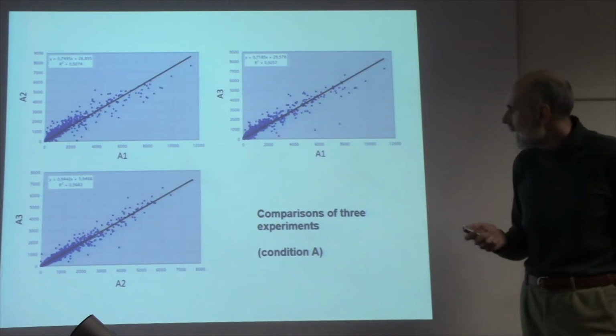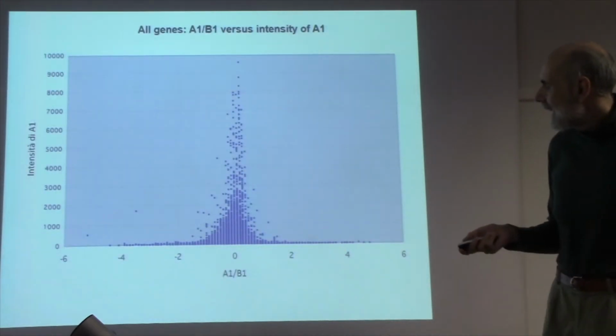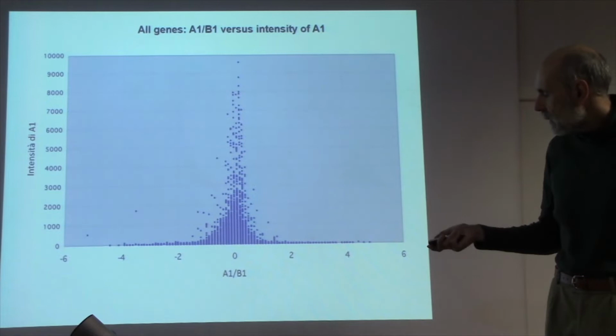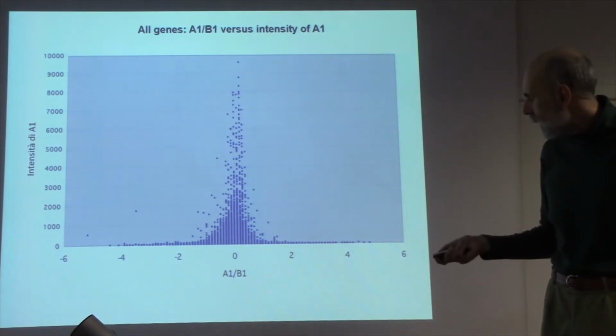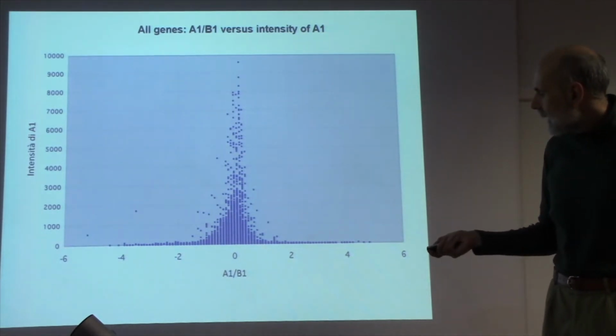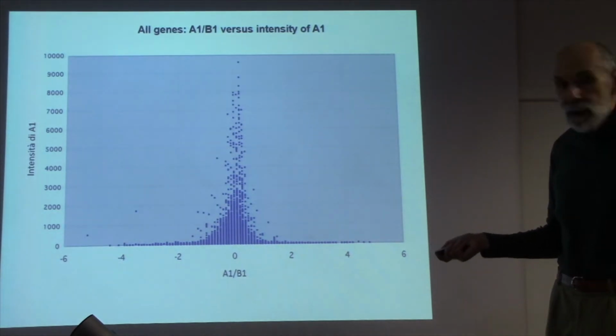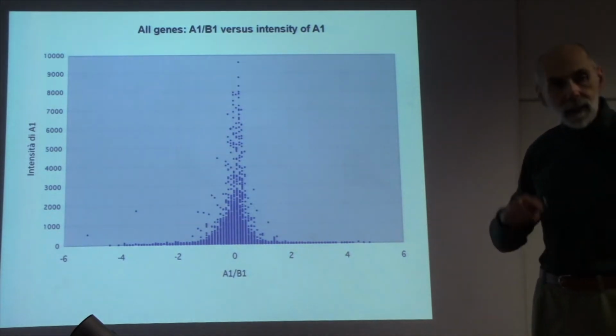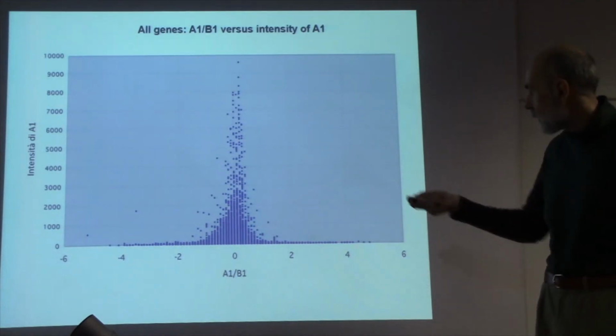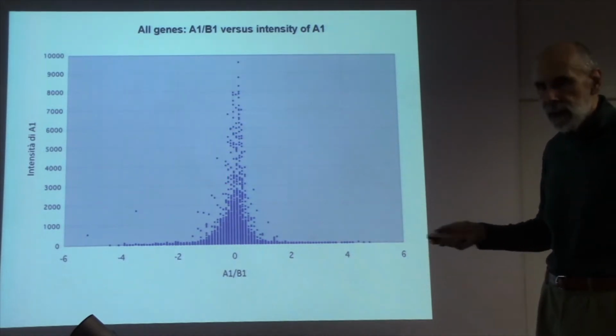Here, this is a particular experiment, number 1, but it's the same with all three experiments. This is a ratio between condition A and condition B for each gene. So again, each dot is a different gene.